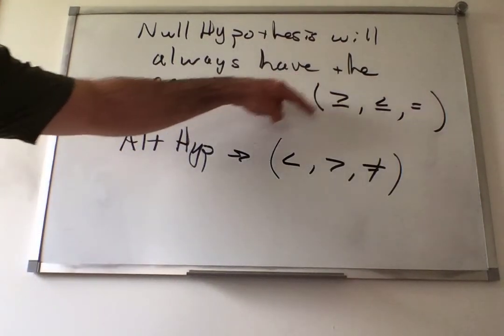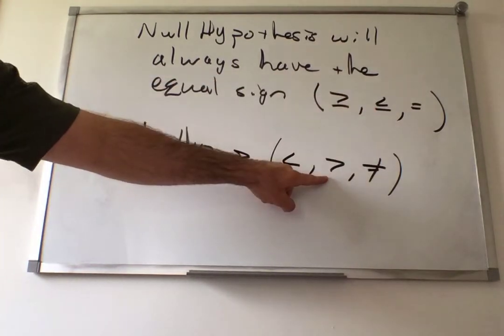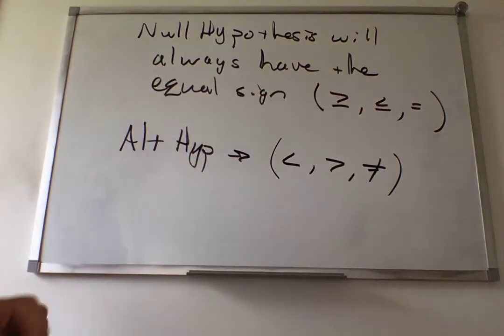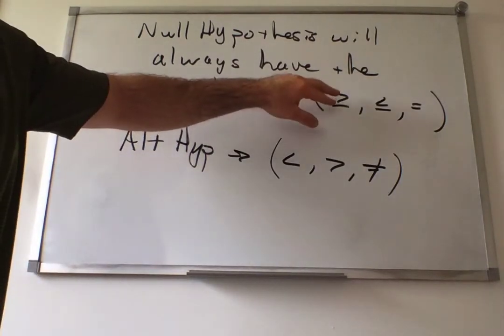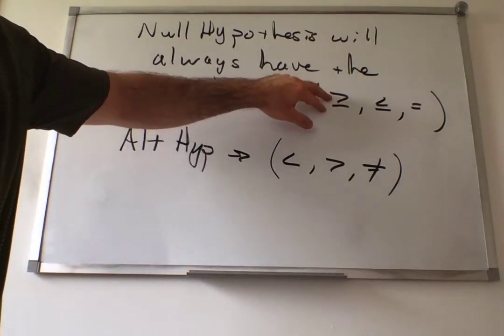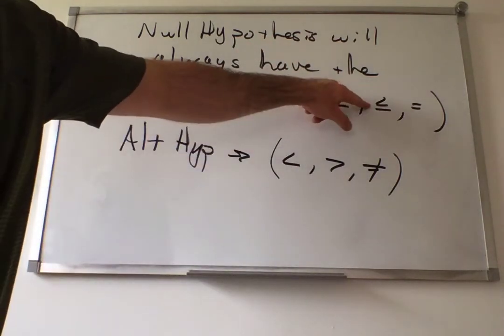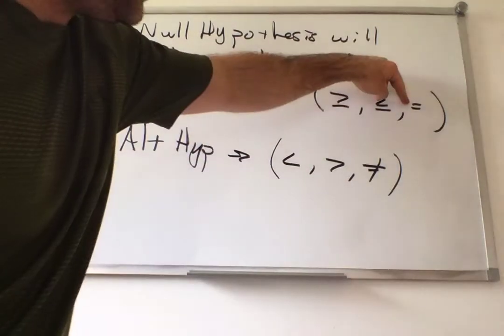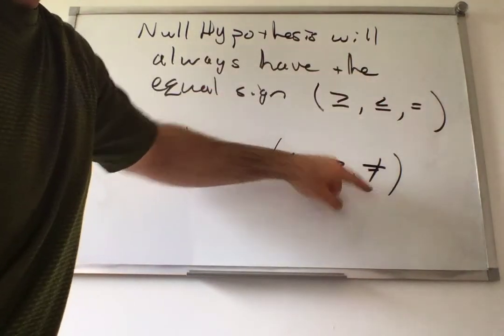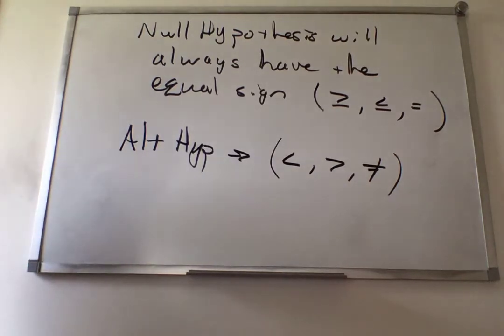So these are contradictory to one another. If you're greater than or equal to, the opposite of that is less than. If you're less than or equal to, the opposite of that is greater than. If you're equal to, the opposite of that is not equal to, okay? So those are contradictory statements.